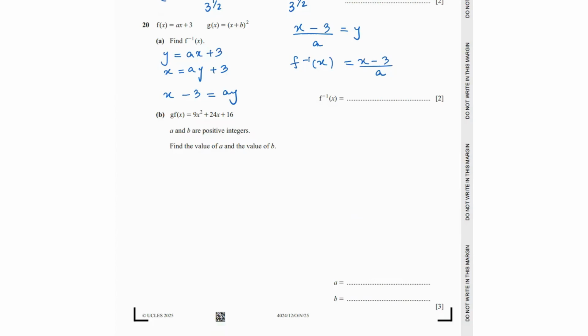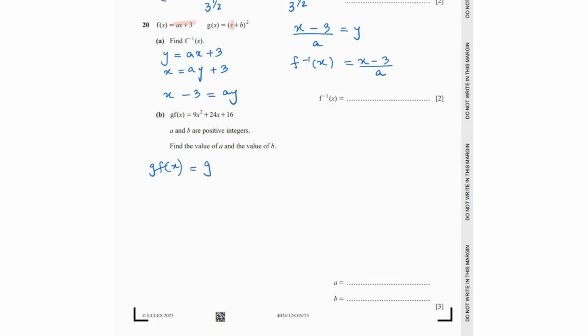Then g of f of x equals to 9x squared plus 24x plus 16. A and b are positive integers. Find the value of a and b. So now we're going to use the original functions to create a composite function for g of f of x and compare that with the given function to find the values of a and b. So g of f of x means that we are putting f of x in the x of g. So I'll show you how.